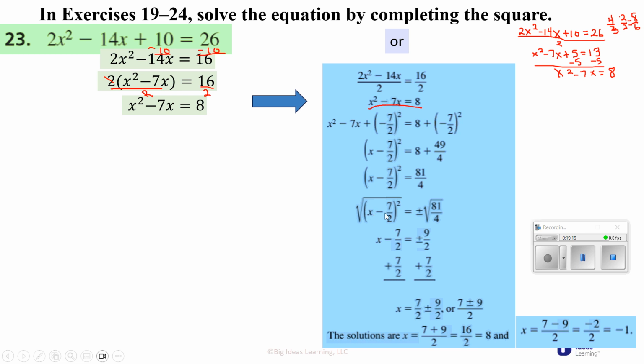And the square root of x minus 7 over 2 squared is going to give us x minus 7 over 2. Now I'm going to add 7 over 2 to both sides. Now this is going to give me either 9 plus 7, which is 16 over 2, and that would be 8. Or I'd have negative 9 plus 7, which would give me a negative 2 over 2, and that would be a negative 1. All right, let's move on.